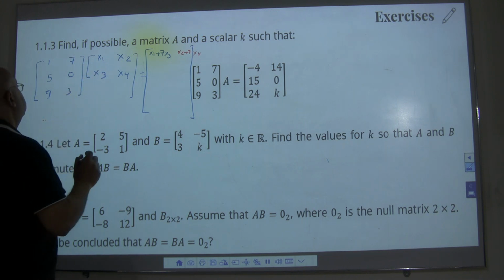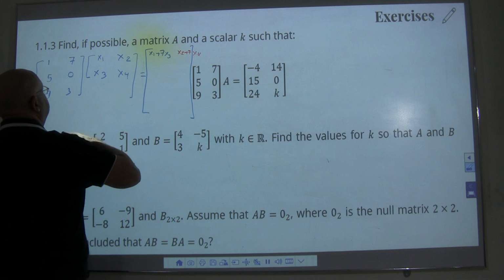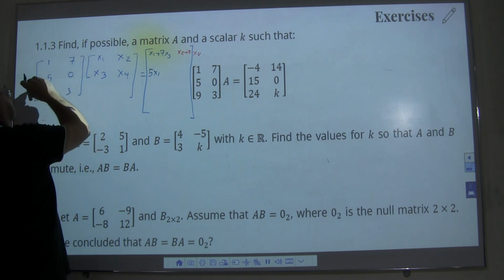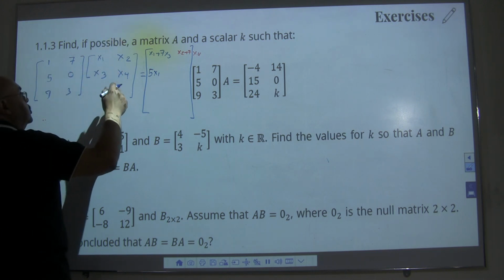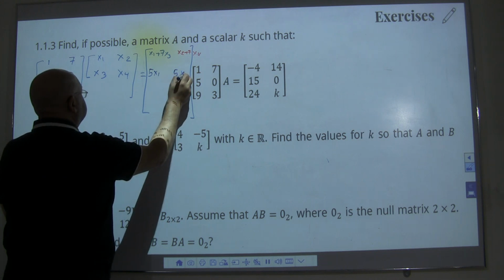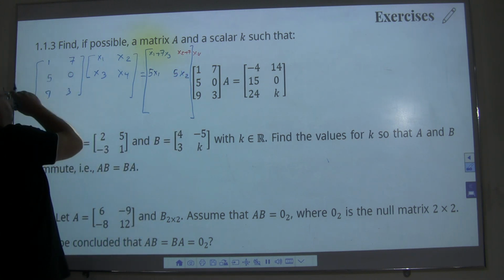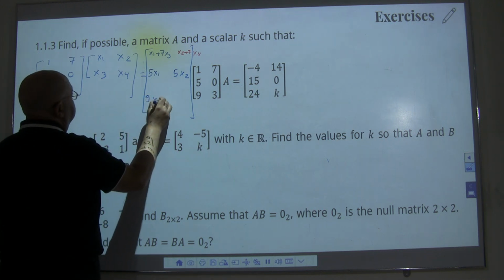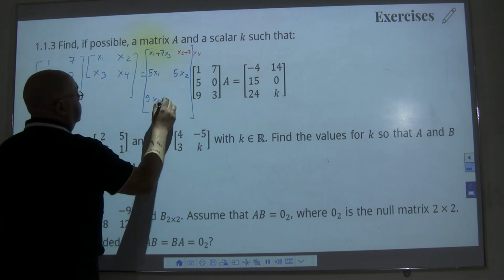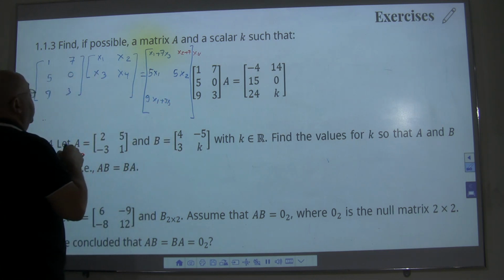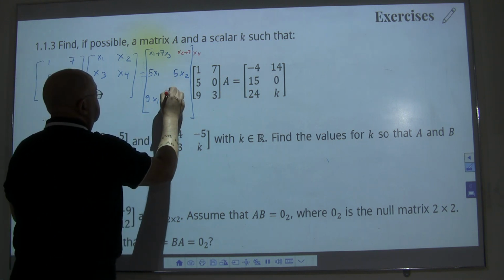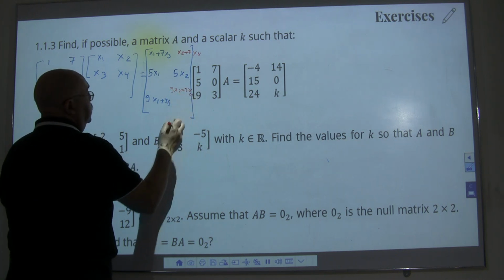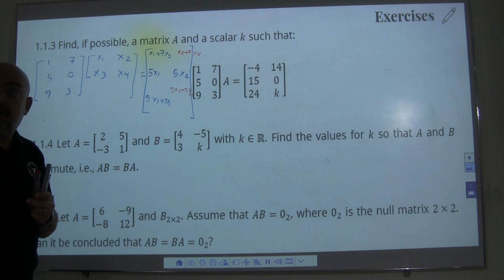Do once more the second row with the first column. It's going to be 5 times x1, 5x1 plus 0, and that's it. Then second times second: it's going to be 5 times x2. Perfect. Do the last one: 9 times x1 plus 3 times x3, and the other one is 9 times x2 plus 3 times x4. Are you with me?